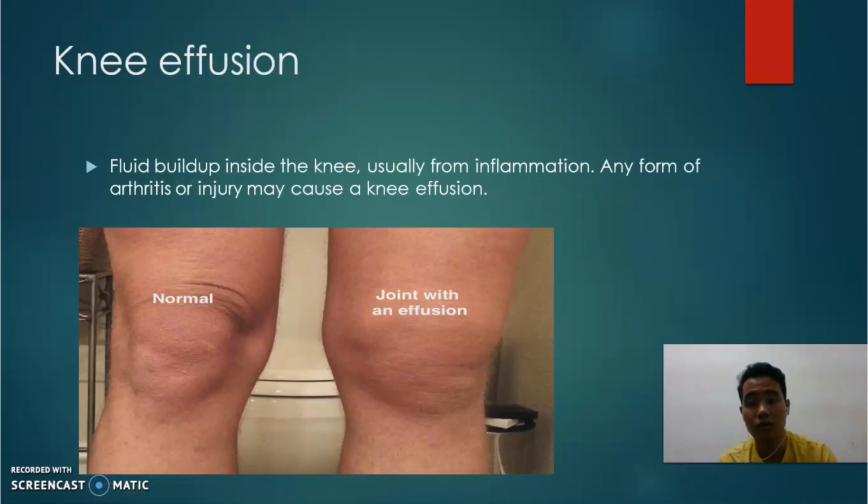So next one is knee effusion. Knee effusion is fluid build-up inside the knee, usually from inflammation. Any form of arthritis or injury may cause a knee effusion. So we can see the normal one, and you can see the knee that has effusion. The fluid accumulates at the knee joint, which causes the knee effusion.